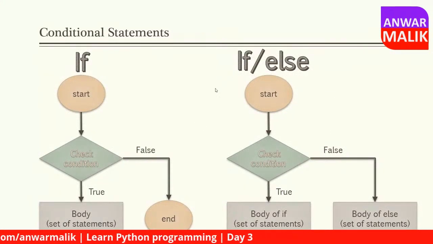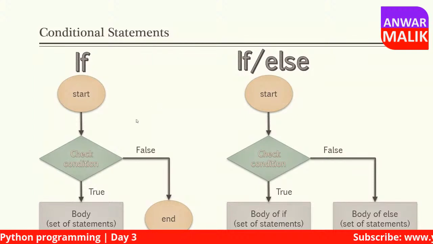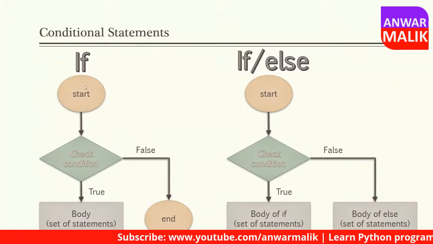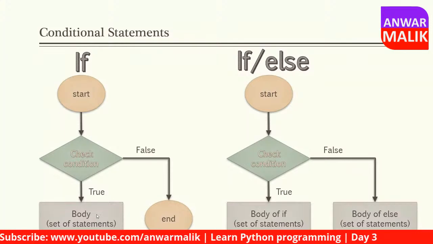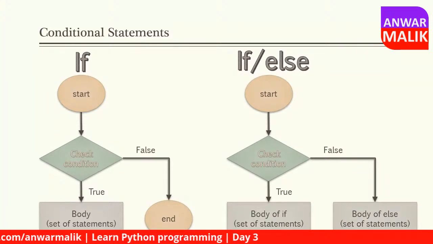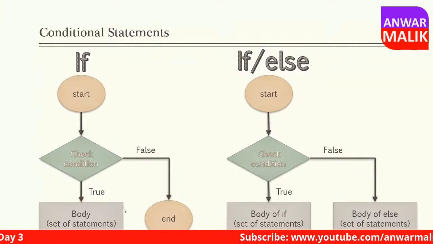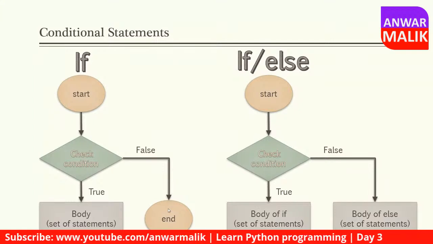So this is just a simple flowchart to show you that when you are using only if, you check that statement. If true, you execute and then you exit. So here it should go like this, a straight line here. So you should exit, and if false, you should exit. You don't do anything else.